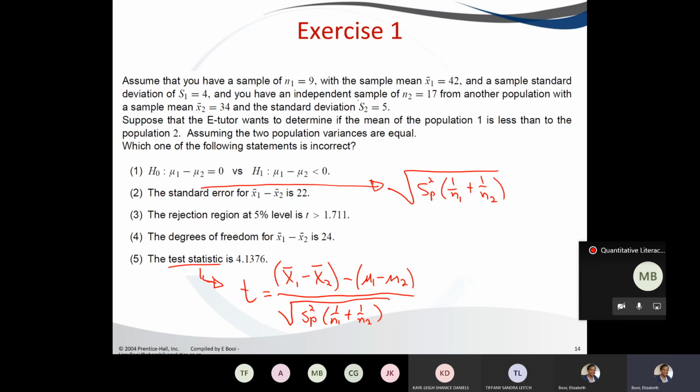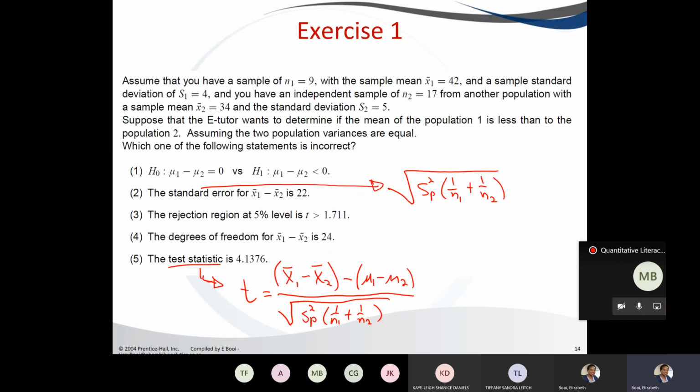And they also tell us, remember the assumptions. The assumption was it should be normally distributed, the samples must be independent, and so forth. So they tell us that they also selected an independent sample of n equals 17 from another population, with a sample mean of 34 and a sample standard deviation of 5.